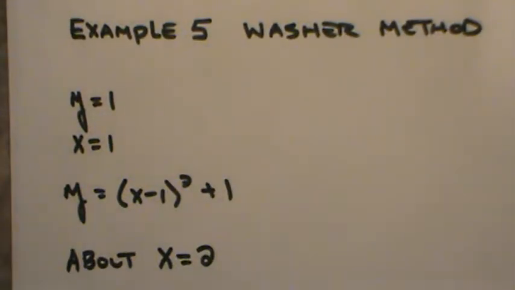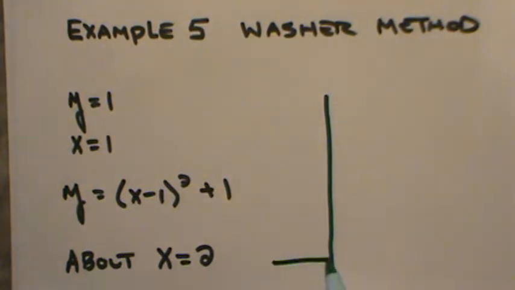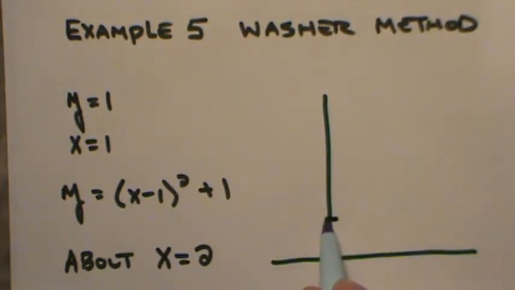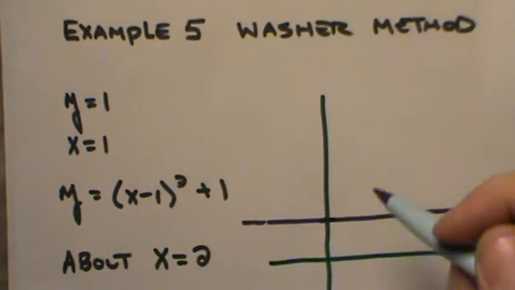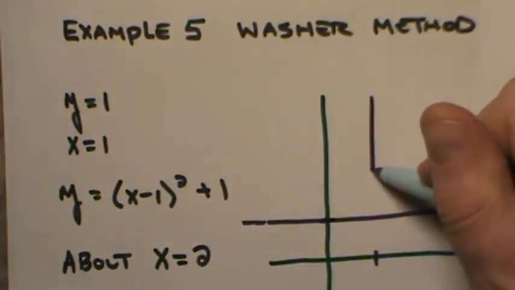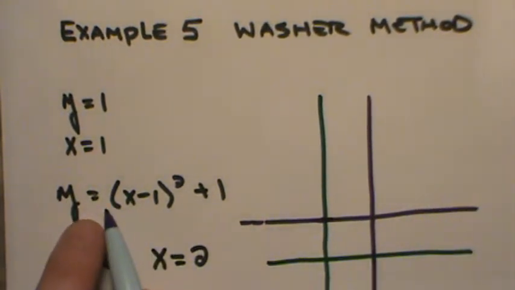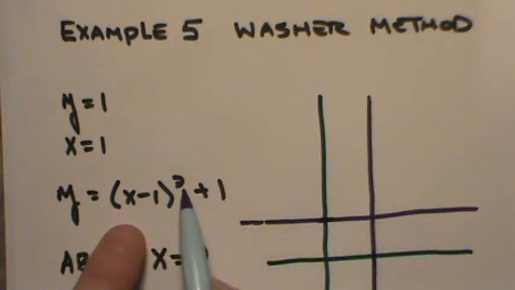Here we have yet another example of the washer method. So we start off with this region, which I'm going to graph right now. They're telling me that I have the line y equal 1. So here's y equal 1. X equal 1, that would be over here. And the parabola, which is y equals (x minus 1) squared plus 1.